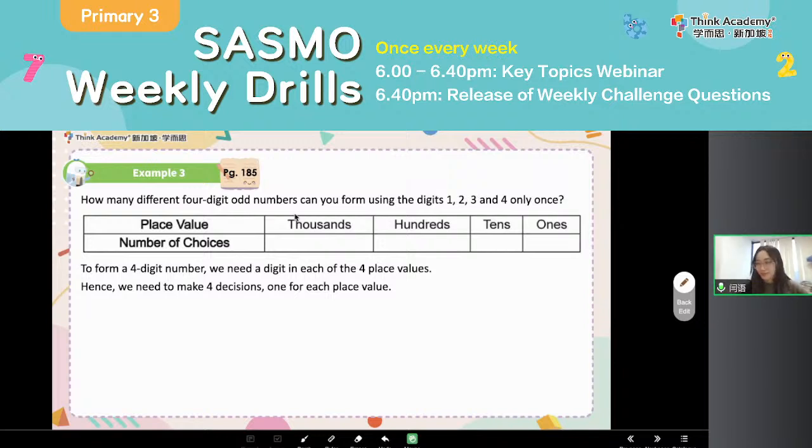Can you see that? Okay. This part is a bit complicated, so here, everyone, please pay more attention to that.